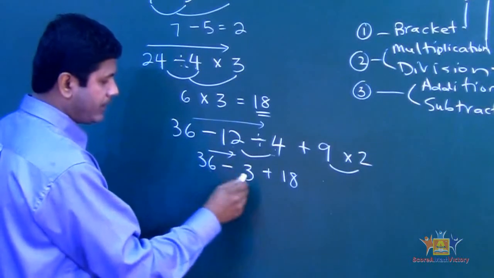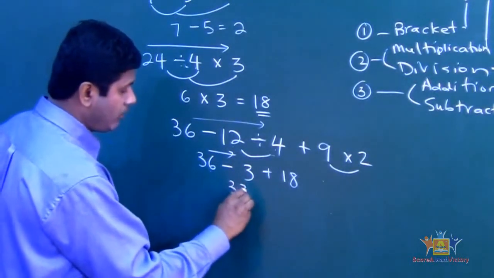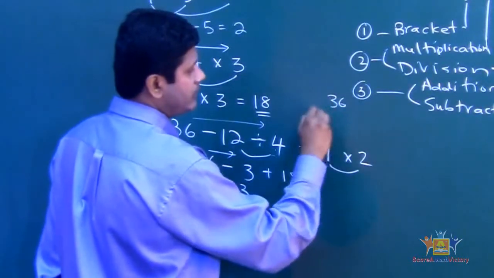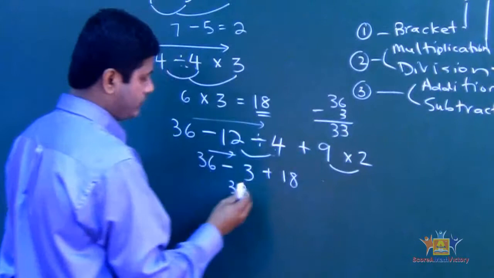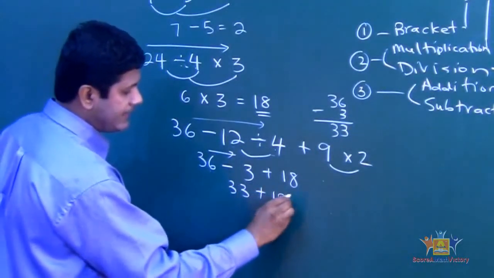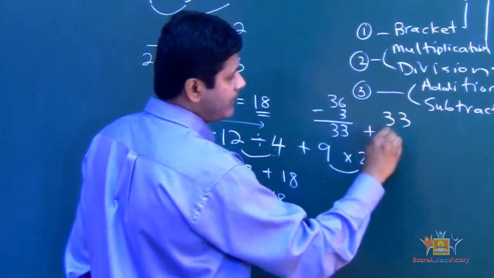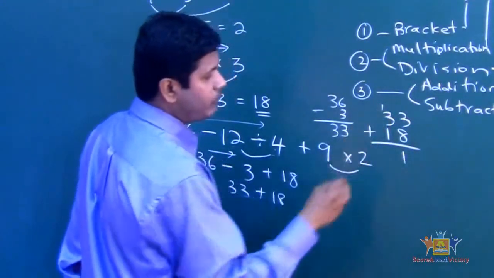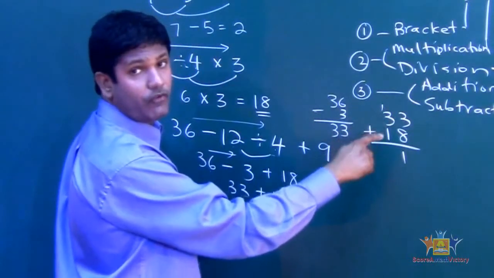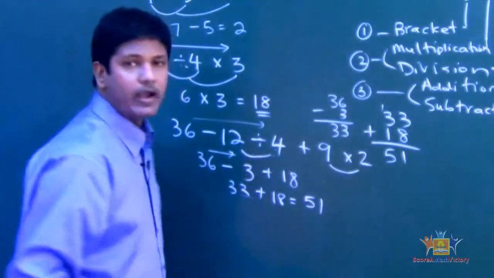So we can subtract. 36 minus 3 is 33, or we can line it up. 36 minus 3: 6 minus 3 is 3, and then bring the 3 down. So 33 plus 18. We're going to add this. 3 plus 8 is 11, write 1 and carry 1. 1 plus 3 is 4, 4 plus 1 is 5. So that gives me 51.